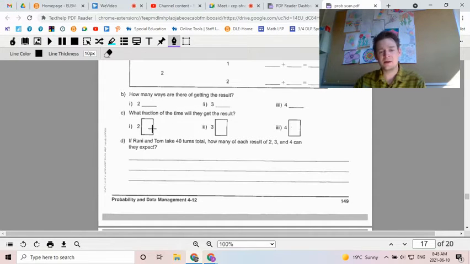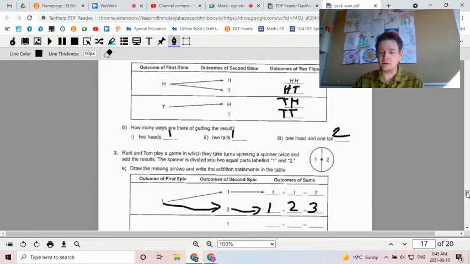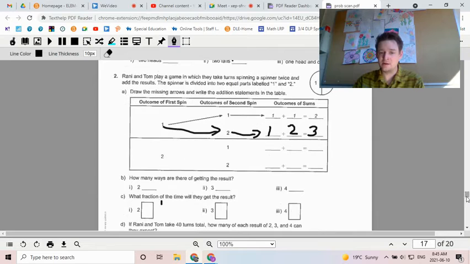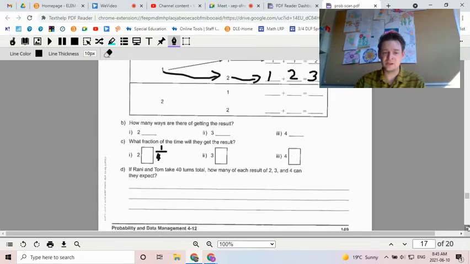When we're talking about a fraction, the top number will be how many times you'll get the result, and the bottom number will be how many possible outcomes there are. So if we scroll back and take a look at getting maybe the answer 2, I can already see by the way the graphic organizer is set up that there are 4 different outcomes, and only one of those outcomes is going to give me 1 plus 1. I need both my spinners to land on 1, so 1 out of 4 would be the fraction. I'll let you finish it off.